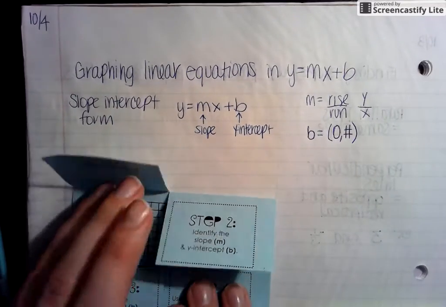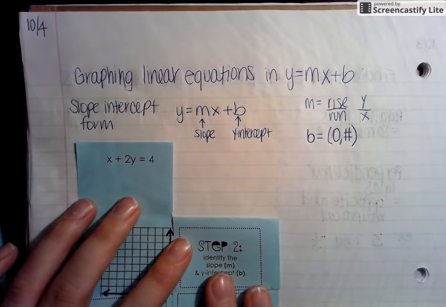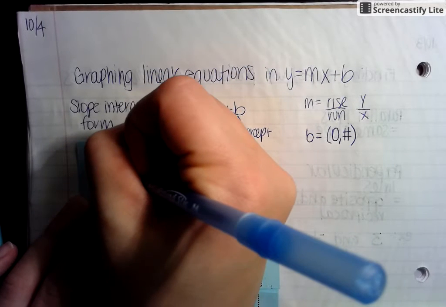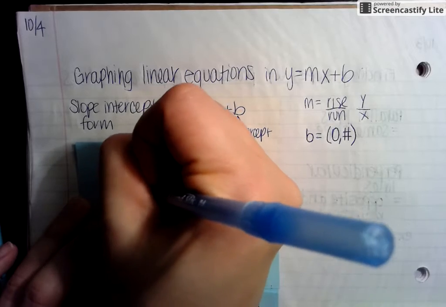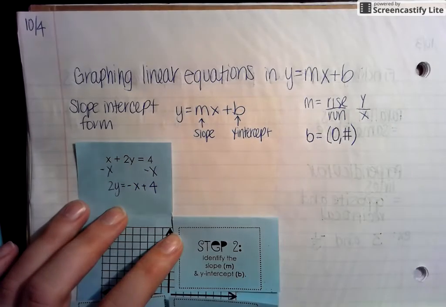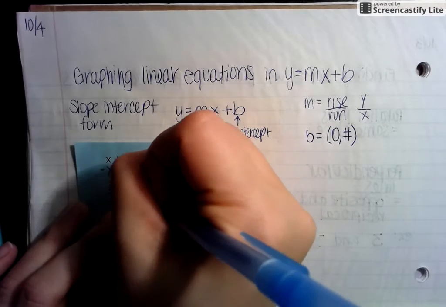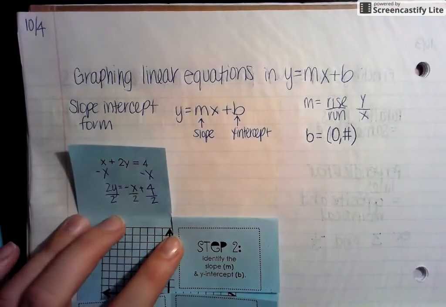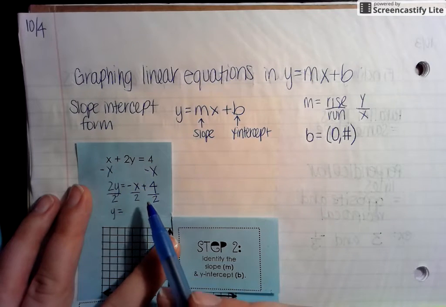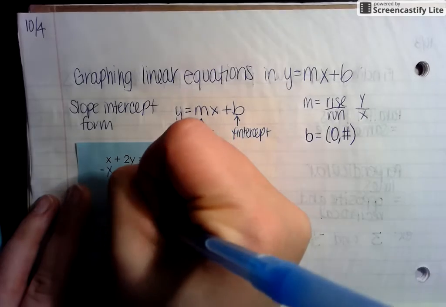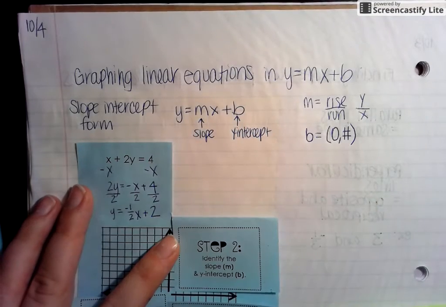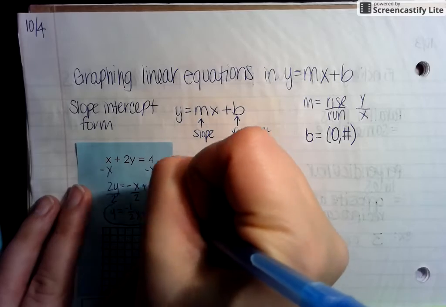So we're going to look at this first one, and we're going to look at this equation. If you notice, this is not in y equals mx plus b, so we want to solve for y. First what I'm going to do is subtract x on both sides. So I get 2y equals negative x plus 4. I'm now trying to get y by itself, so I want to divide by 2, and you want to make sure you divide each term by 2. So I get y equals negative 1/2 x, and then 4 divided by 2 is going to give me a plus 2. So I now have my equation in y equals mx plus b.